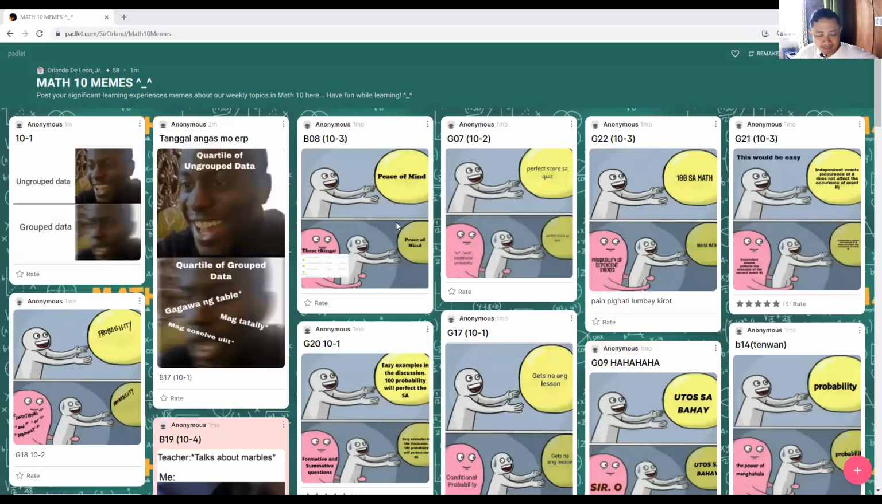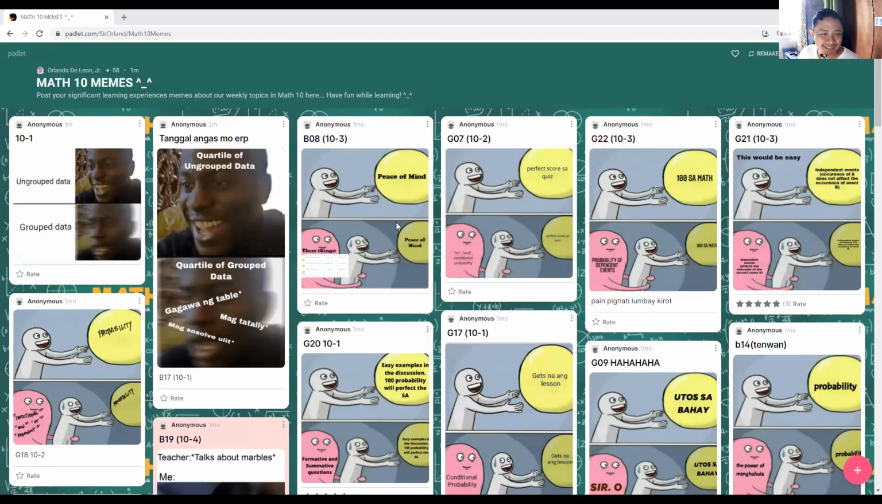Ayan, some of our classmates are now posting. Please don't forget to put your class number, and your section. 10-1 and then your class number. Again, 10-1 and then your class number. Don't forget to post that.